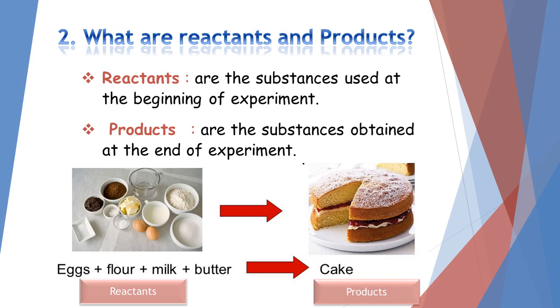Can we get the egg, the flour, the milk, the butter? No. We now have a cake. This is a simple example of a chemical reaction.